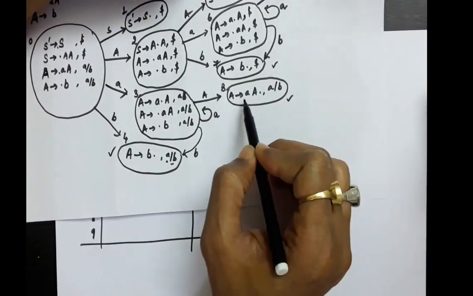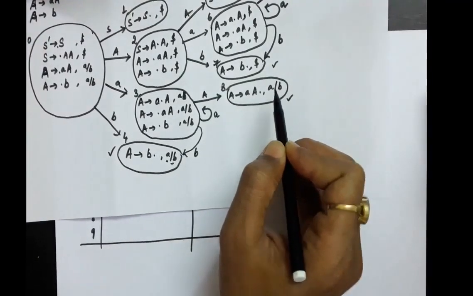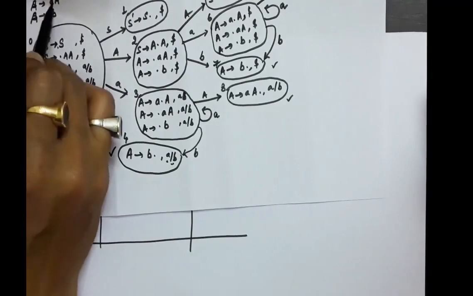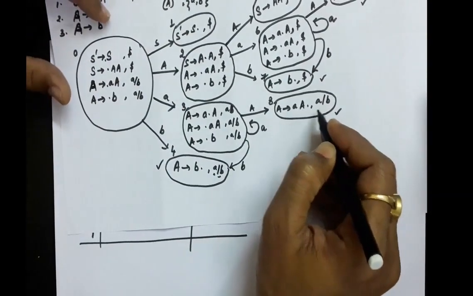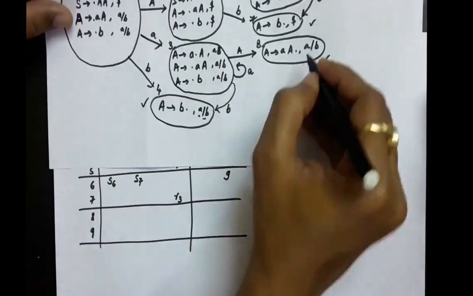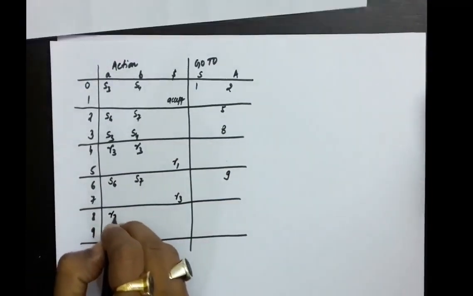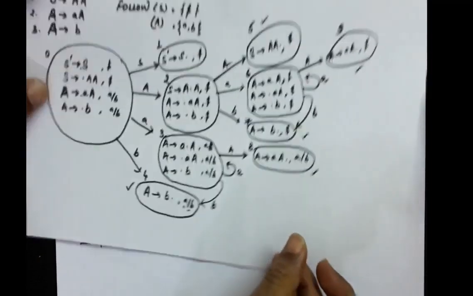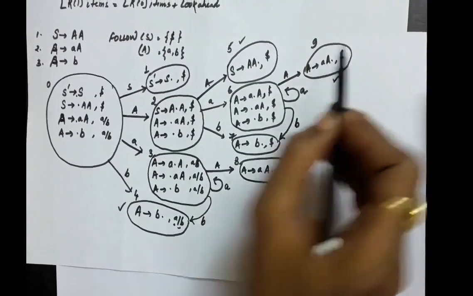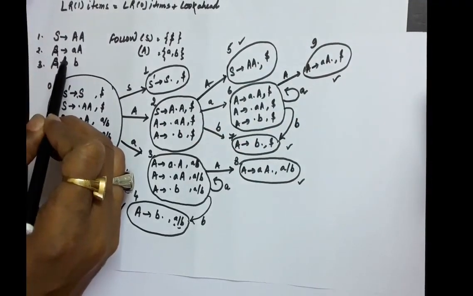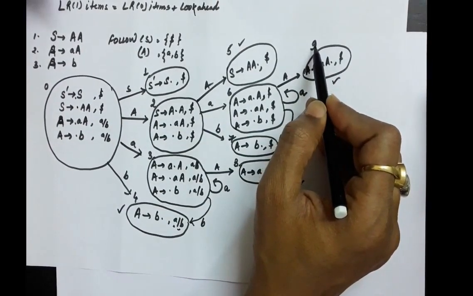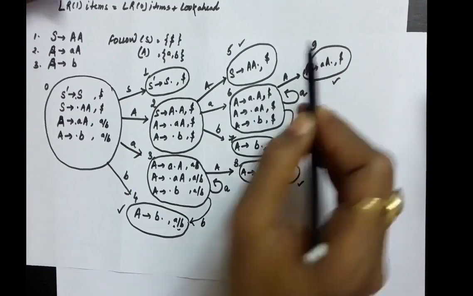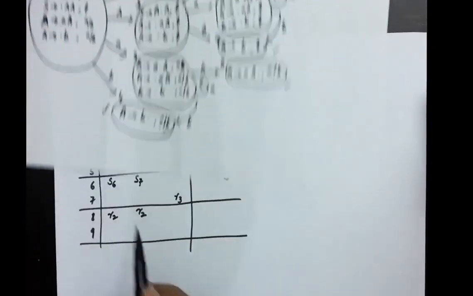Now the 8th state, which is saying A produces small a capital A. So this is R2, meaning production number 2. This is production number 2. So you will be using R2 in row number 8 at the positions of a and b. R2 and R2. In state 9, this is production number 2. So you'll be writing R2 at the place of the dollar in the table row number 9.